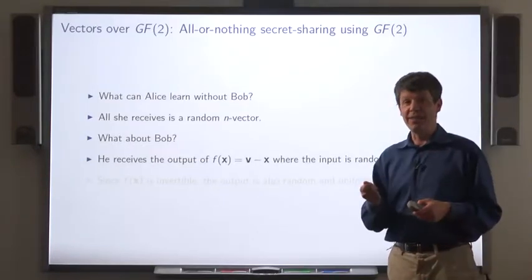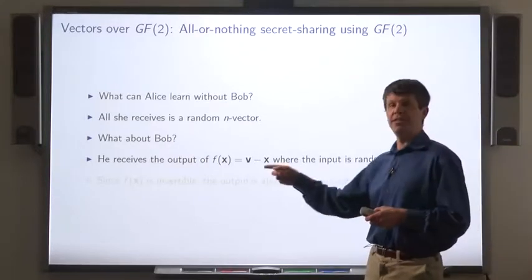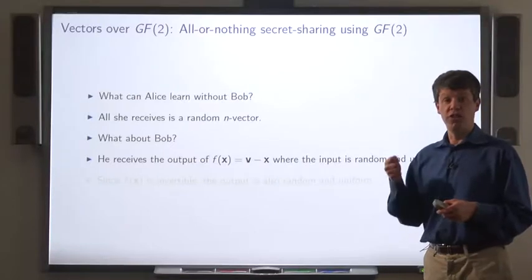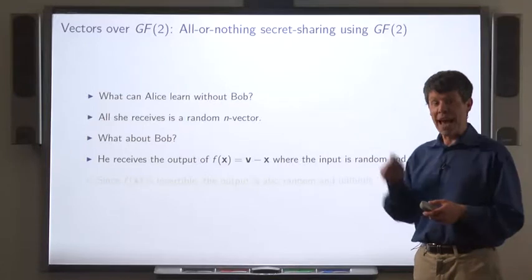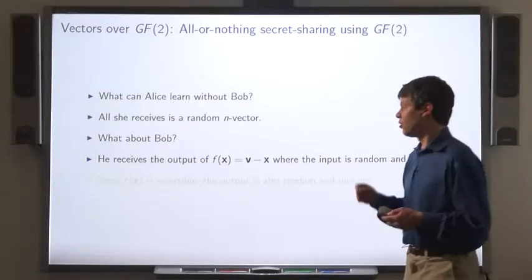The part he receives is the output of a function f(x) equals v minus x, where the input is chosen according to the uniform distribution. Since this function is invertible, the output is also distributed according to the uniform distribution. So he learns nothing.